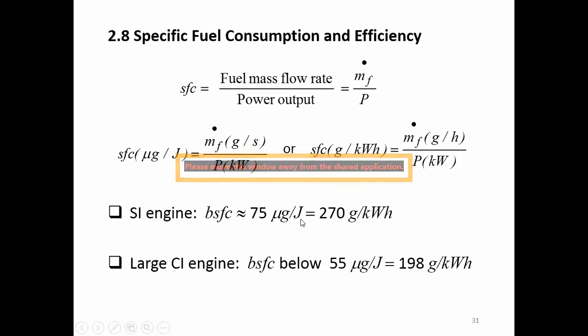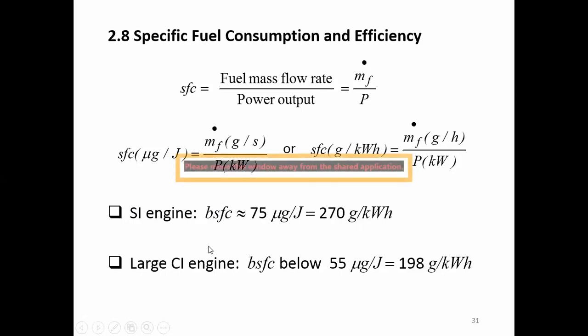Okay, the typical number of the brake specific fuel consumption for the SI engine is about 75 microgram per joule. That means I give you one number: when you design your engine, you should not have a brake specific fuel consumption higher than this, because that's going to be a bad design. If I give you one number, you have to try to design your engine lower than this number. If you go over, it's a bad design. So for the SI engine, the typical number for the brake specific fuel consumption is about 75 microgram per joule or 270 gram per kilowatt hour.